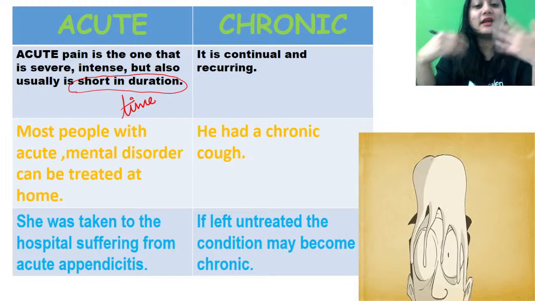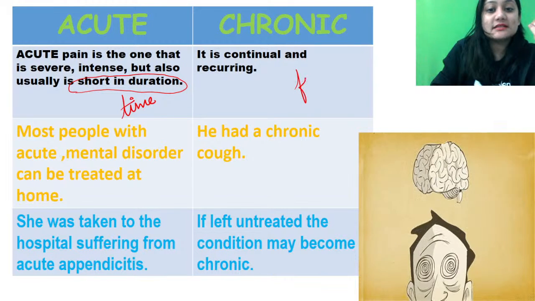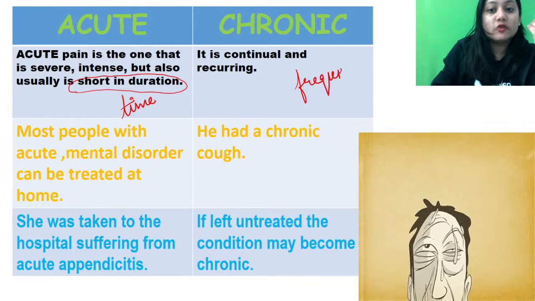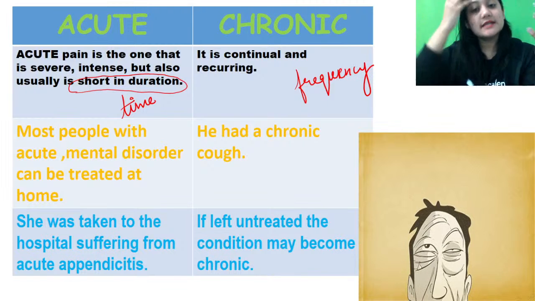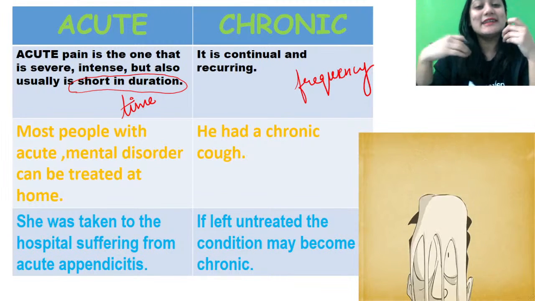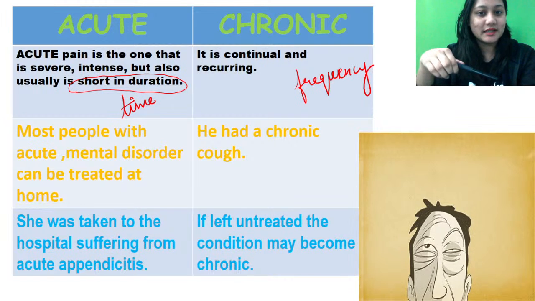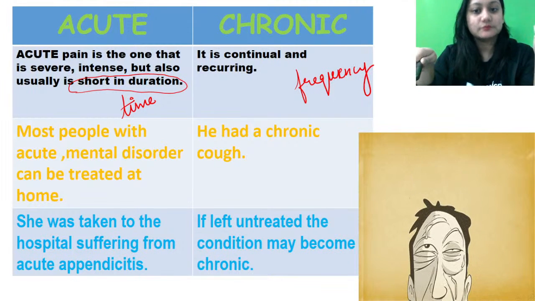Clear? Chronic का मतलब क्या होता है? It is continual and recurring. So बार बार इसकी frequency बहुत ही ज्यादा है और वो बार बार आपको हो रहा है, continuous हो रहा है या फिर कुछ देर में हो रहा है, but उसका timing is more than the acute. Clear? यहाँ पे timing का ही difference है acute और chronic में.